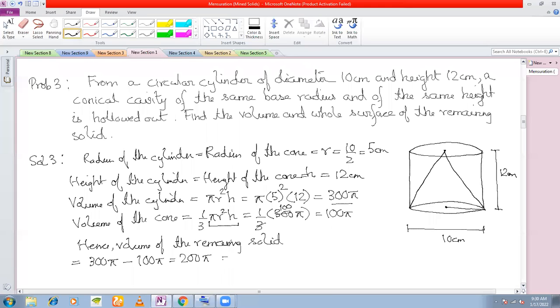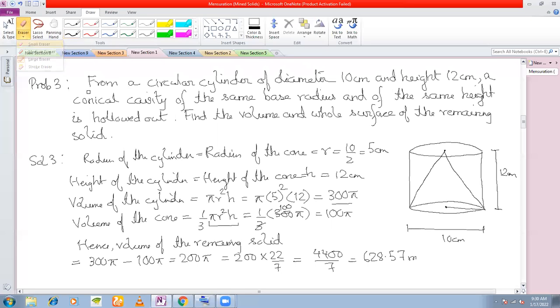And now you can put the value of pi. We have 200 into 22 by 7. So this will come to 4400 divided by 7. Now you can divide this to get 628.57 centimeter cube. That finishes the volume part.